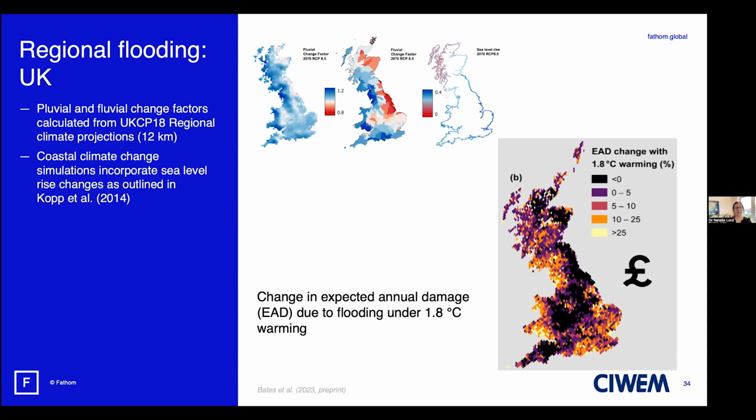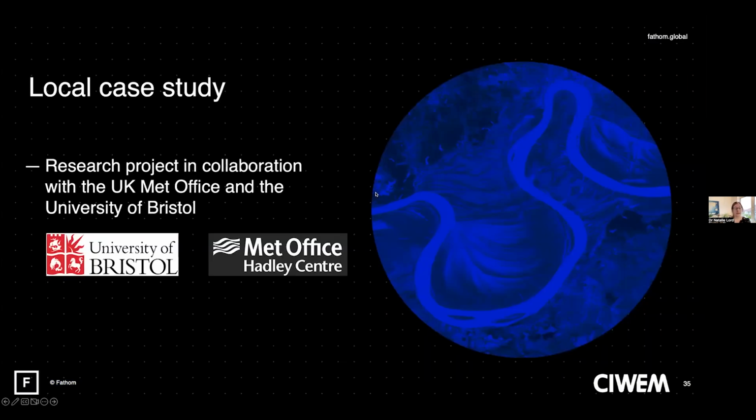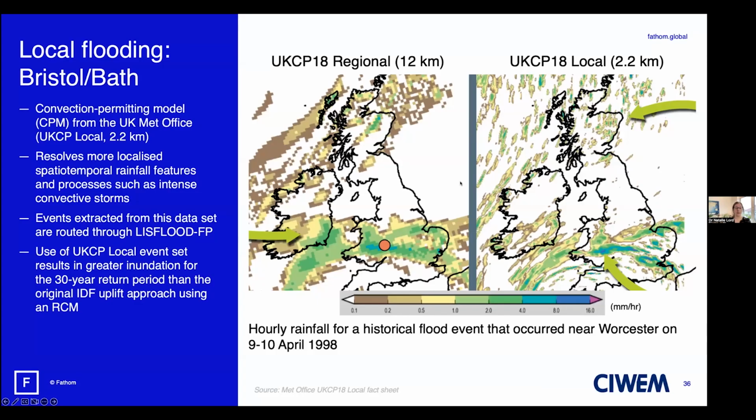And finally, we'll look at an example of more localised flood modelling, and this is provided by a research project that Fathom was involved in collaboration with the UK Met Office and the University of Bristol. For this, a convection permitting model developed by the Met Office was used. So this is a very high resolution, with a resolution of 2.2 kilometres. And at this resolution, you can really start to physically represent some of the processes in the atmosphere, such as convection.